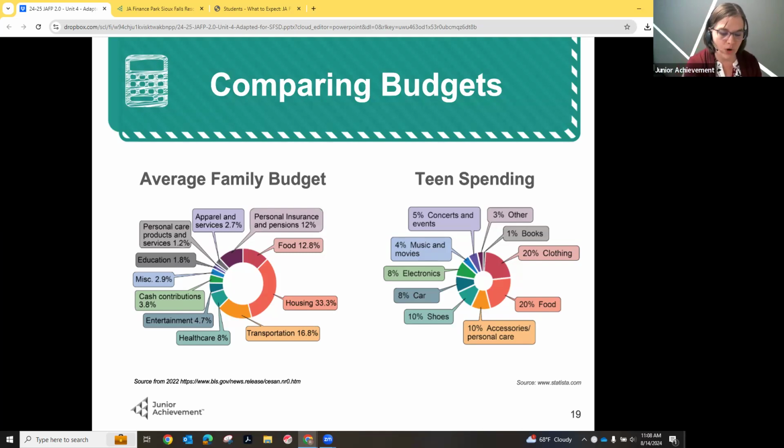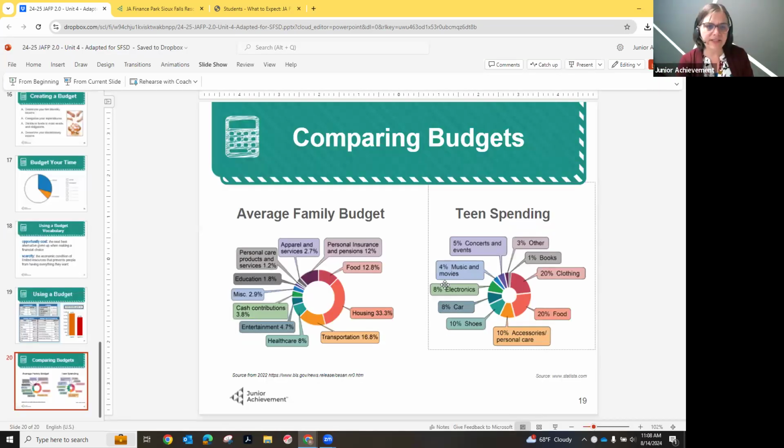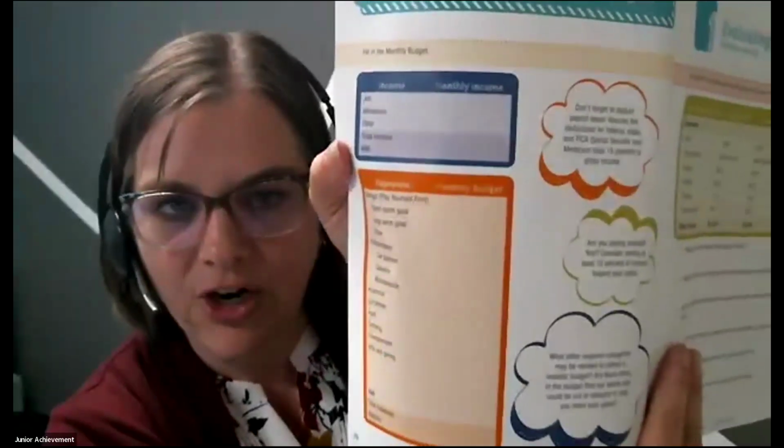In the student workbook, there is a section that I'm just going to take this down actually, sorry. There's actually a section in which they can write down that monthly budget. This page right here is going to take that scenario that you read as a whole group and break it down.